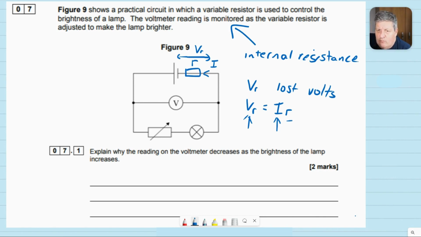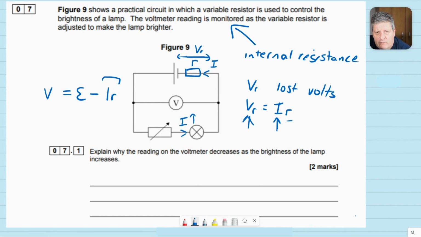Explain why the reading on the voltmeter decreases as the brightness of the lamp increases. As the brightness of the lamp increases, it means the current in the circuit must be increasing. That in turn means the current through the power source is increasing, which would then increase the lost volts. And we know from the relationship that terminal PD is equal to EMF minus I little r.